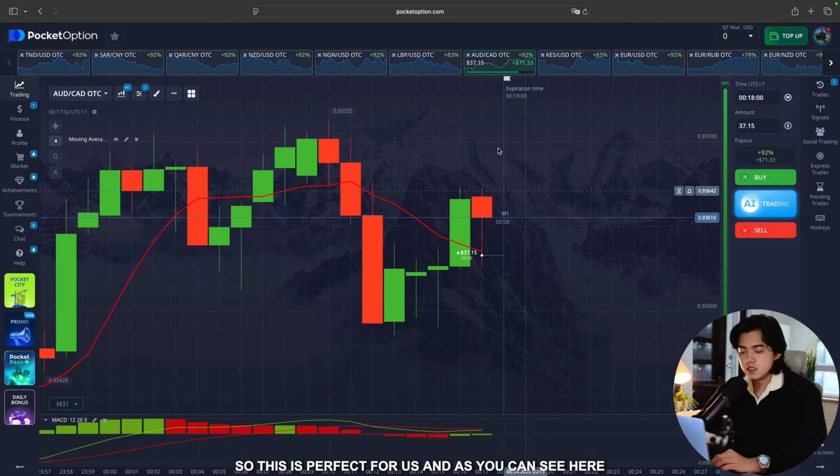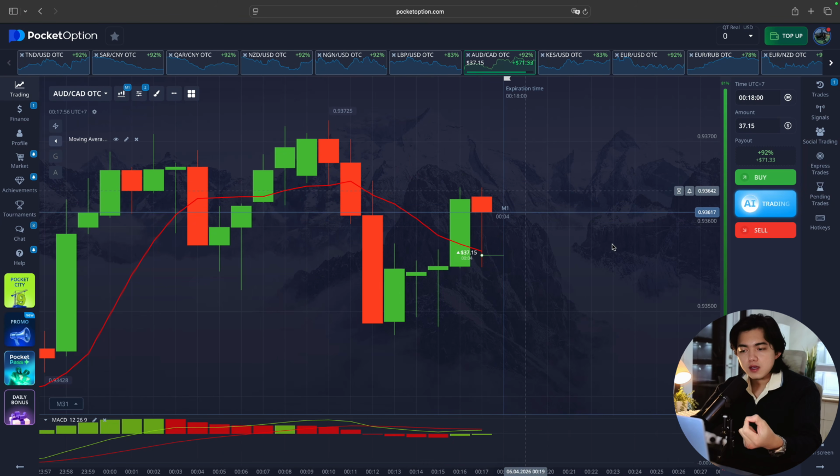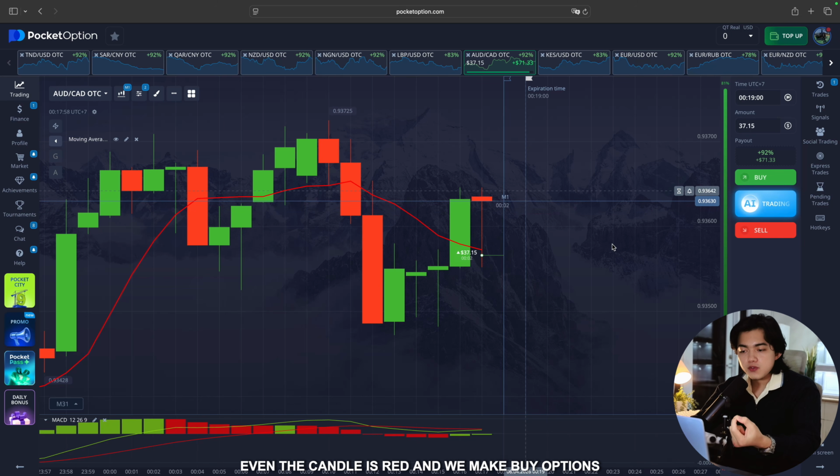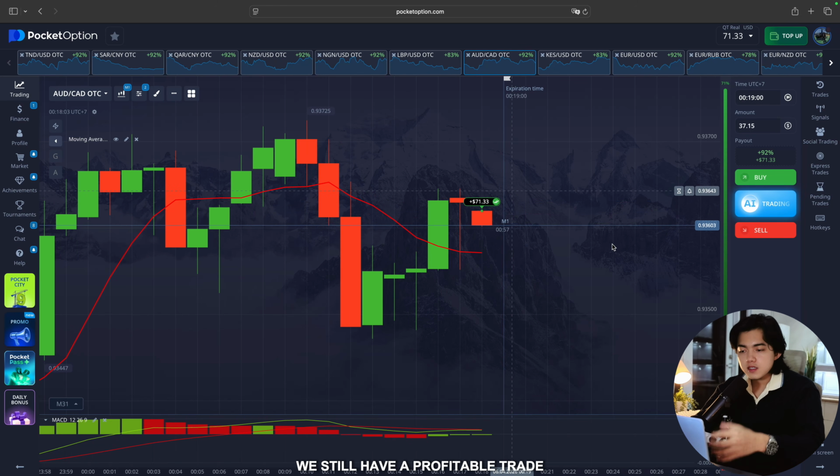And as you can see here, because we have a good entry level, even though the candle is red and we made a buy option, we still have a profitable trade.